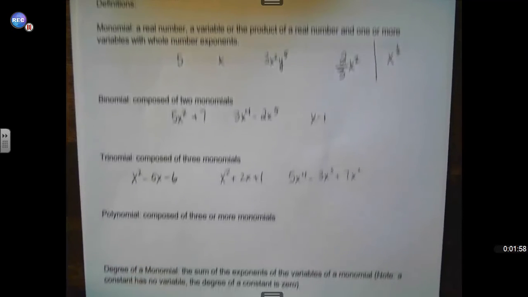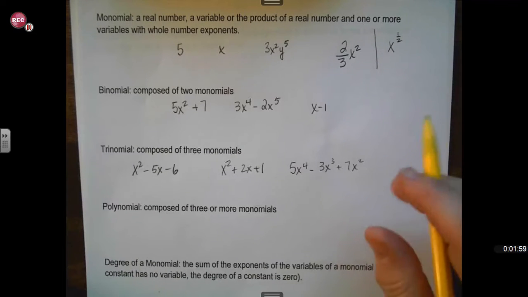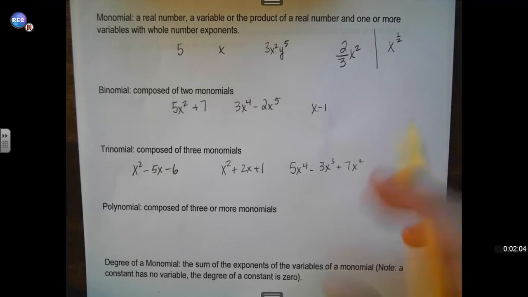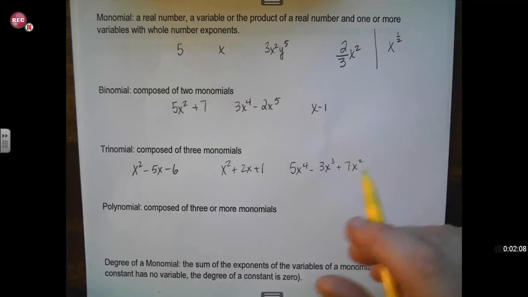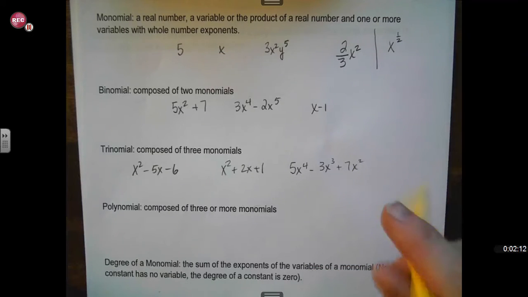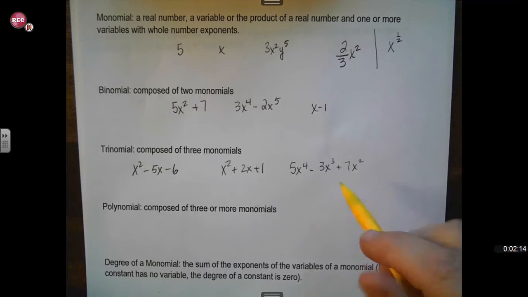And then a polynomial is composed of three or more monomials. So once we get past trinomial, we don't continue to say, well, that's a quadrinomial, and that's a quintnomial, we just go with polynomial once we get past the trinomial. So a polynomial is composed of three or more monomials.